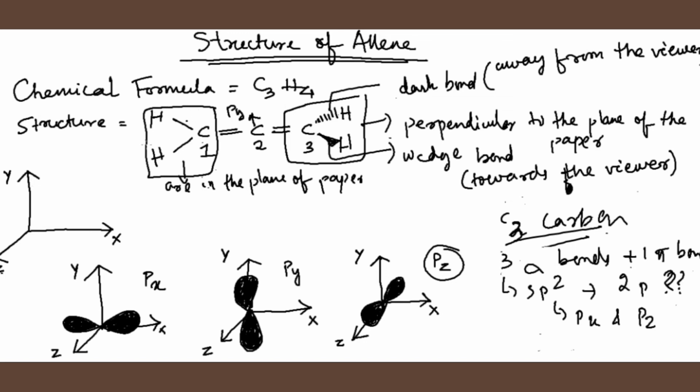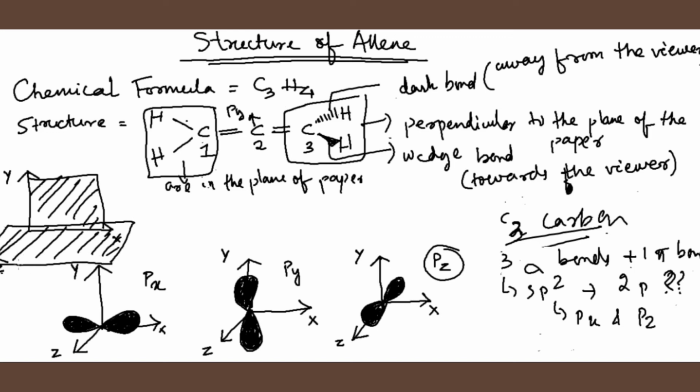See, this plane is this one. This is the xy plane, since px and py orbitals are involved. But here, in the hybridization, in the sigma bonding, px and pz orbitals are involved. So px and pz orbitals are in this plane. Hence these 2 bonds will be in this plane. So the bonds will be like this. But these 2 bonds are in this plane.